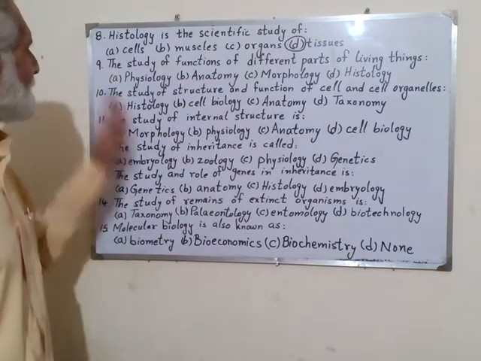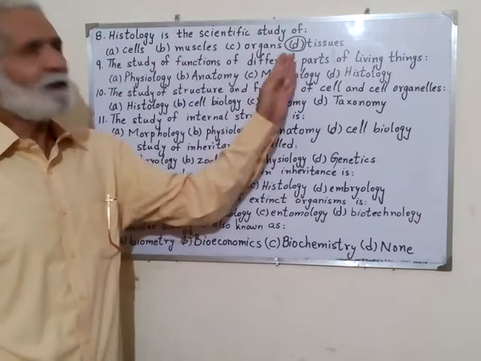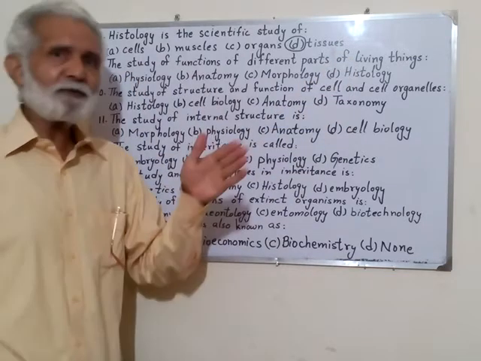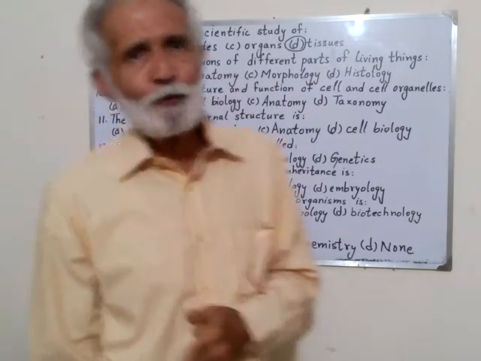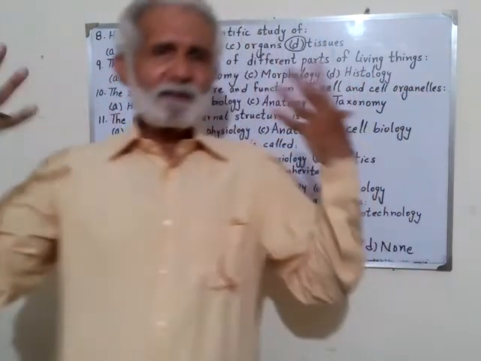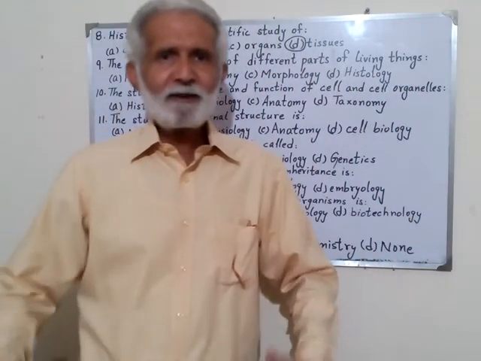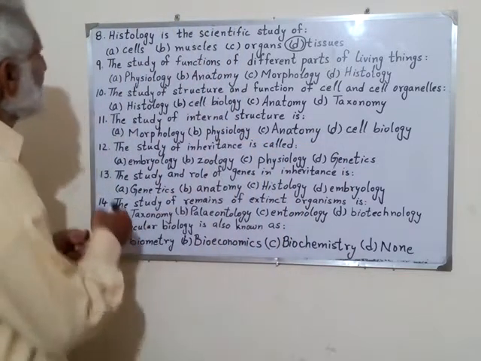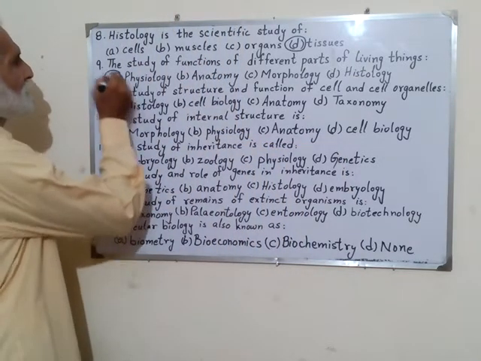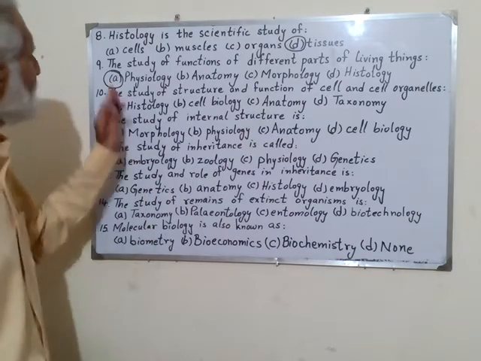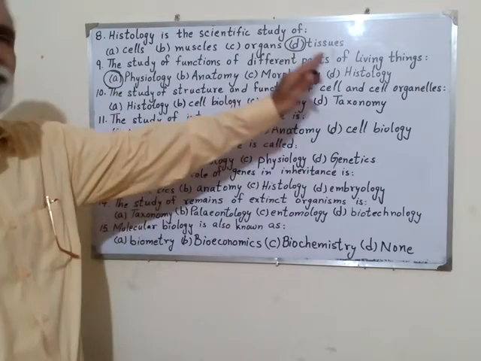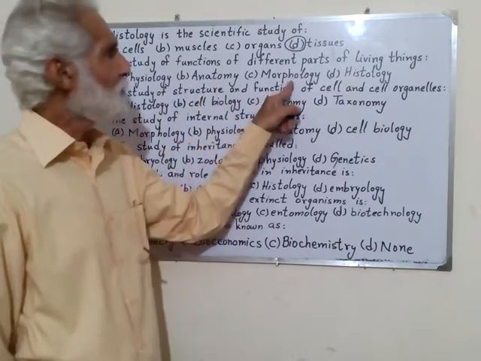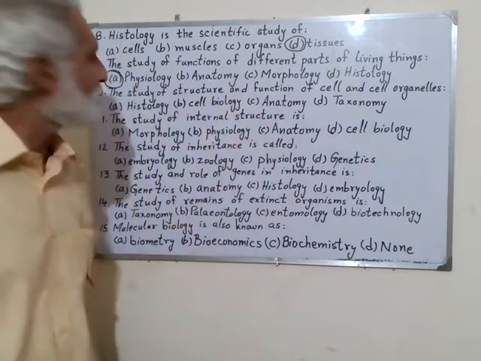Number 9, the study of functions of different parts of living things. When we say functions of different parts, I told you that when a doctor or scientist studies parts in a lab, when we study parts of a living body, it is called physiology. So physiology is the study of functions of different parts of a living organism. Anatomy is something else. Morphology and histology are totally different.